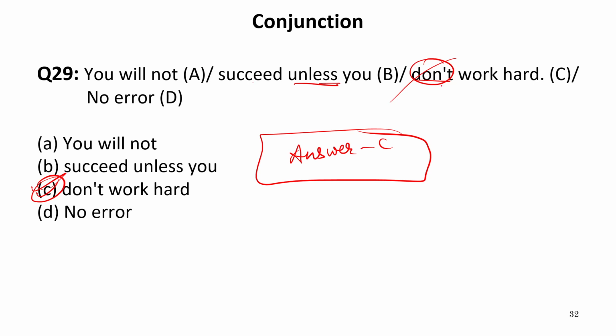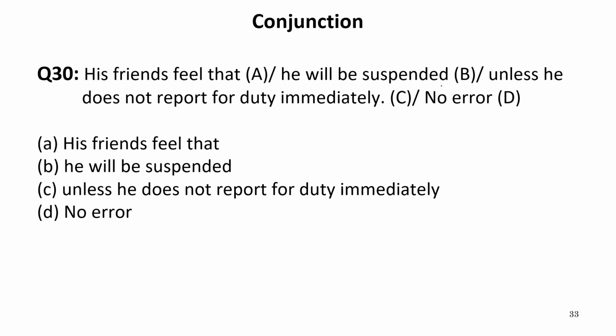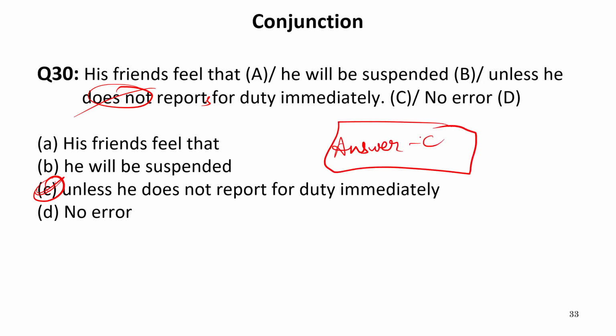Now let us move to the next one. His friends feel that he will be suspended unless he does not report for duty immediately. The same thing is here. Does not should be removed and report should be replaced with reports. Therefore, the error is in part C. So our answer is C. This is again very, very simple. And you can see that many of these types of errors have come in exam.